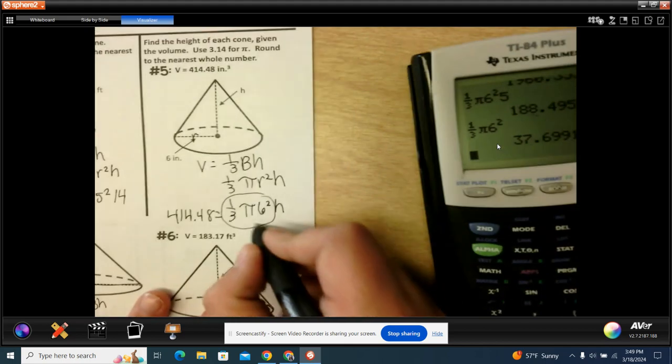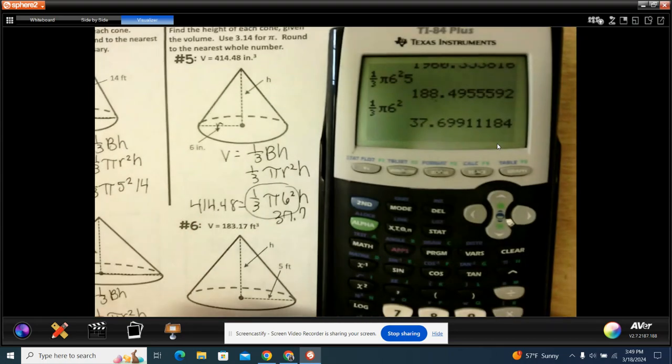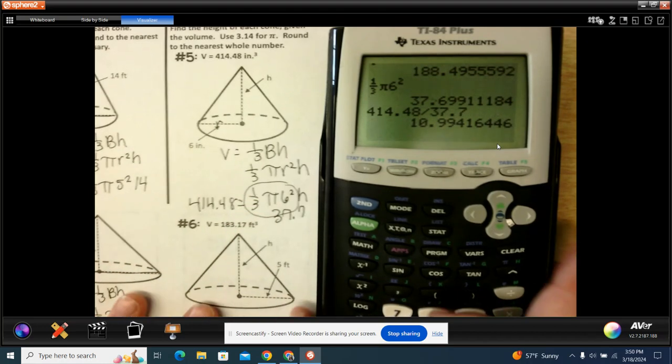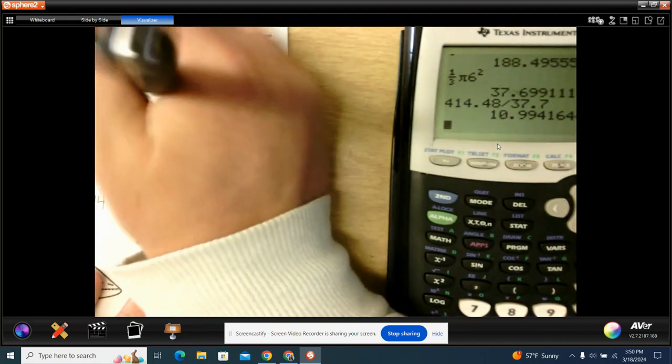Which is 37.7, and then take the volume of 414.48 divided by my volume of the 1/3 pi 6 squared answer, and we get 10.99, and so that will round off to be a height of 11.